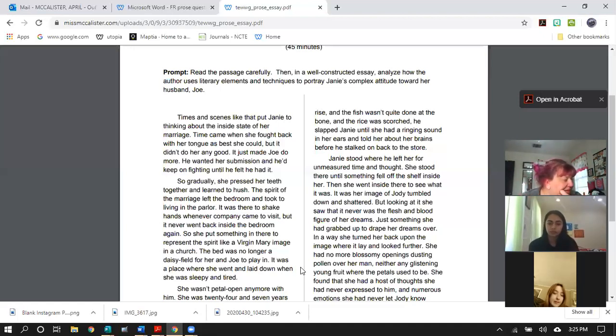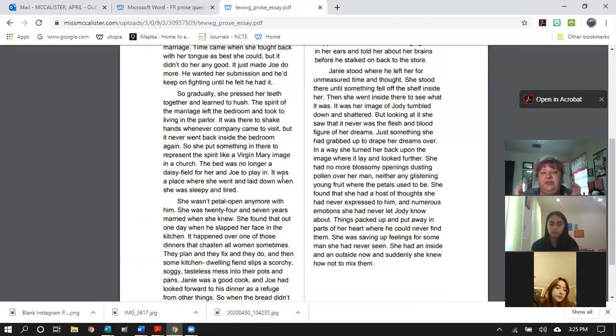I also said that the author uses a single moment of realization. That's not a literary technique, but we don't have a word for it, and it's something that authors do to show us something is important. So where could I point for my quote or my evidence about that? You said a sudden realization.